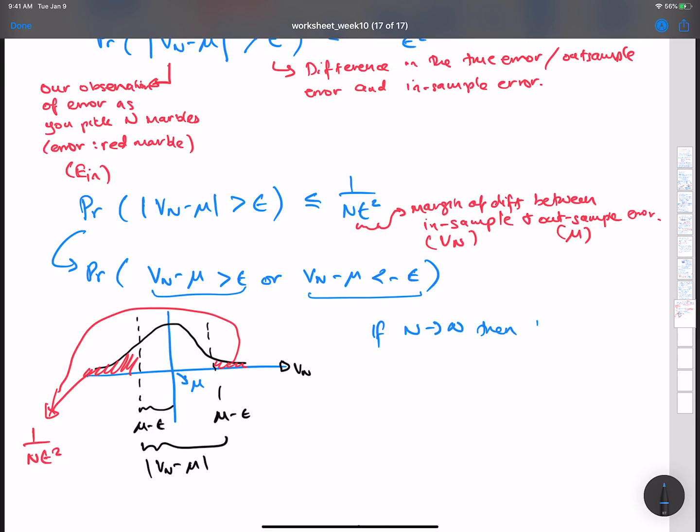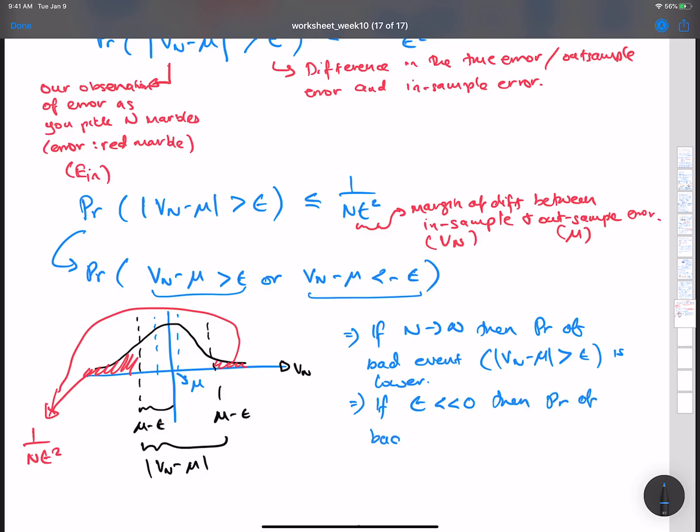If n goes to infinity, the probability of the bad event, which is essentially Vn minus mu being greater than epsilon, going outside of the margin, is lower. But if you fix n and decrease the gap, so you make the gap smaller, then the probability of the bad event is higher, because 1 divided by n times a very small number, say 0.001, is obviously pretty big. So this is what you have to play with.